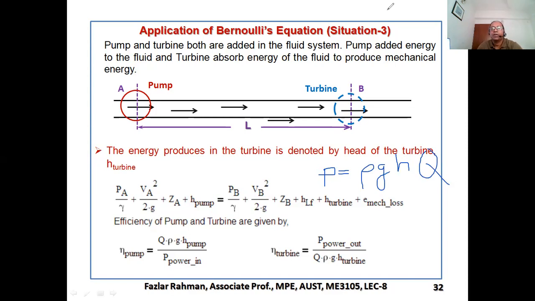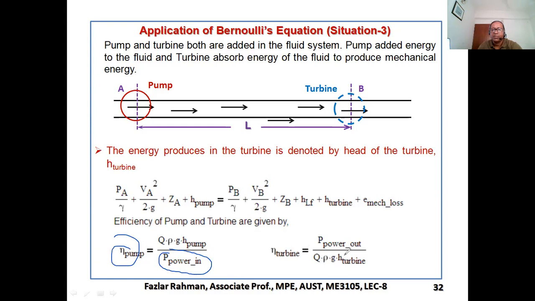Now, how can you figure out the efficiency of the pump? What is the efficiency? Power output by power input. So for the efficiency of the pump, in the bottom will be P in. Where is it taking P in from? Input power from the motor, the power of the motor. And how much energy is added to the fluid, that will be the output. So the energy is rho G H, that means H pump into Q.